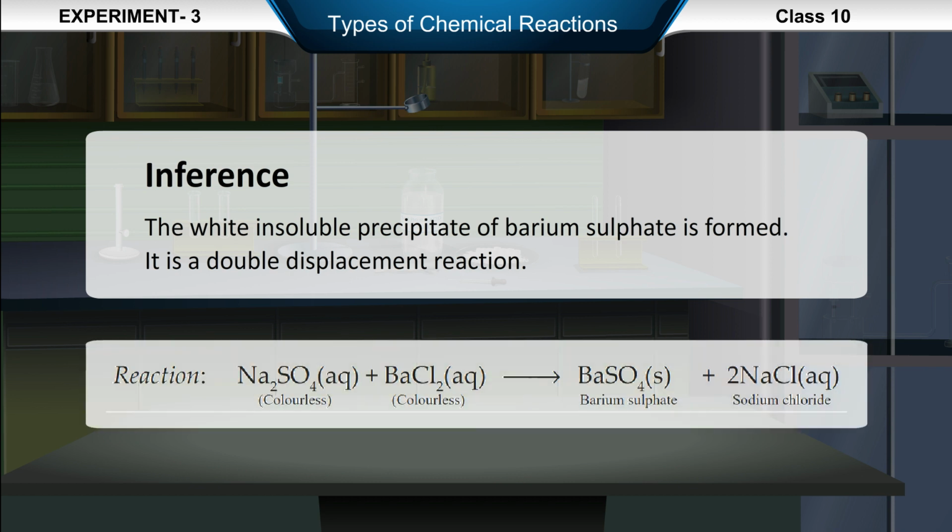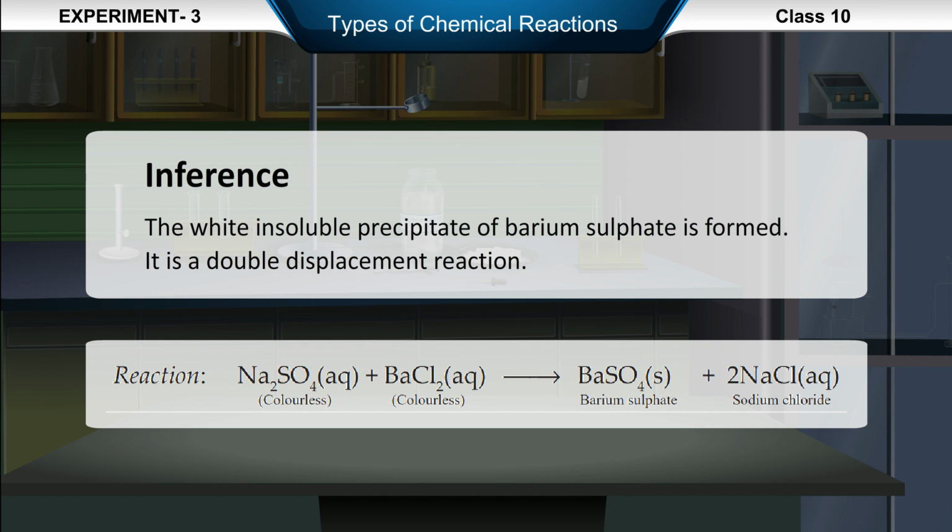Reaction. Na2SO4 in aqueous state, colorless, plus BaCl2 in aqueous state, colorless, results in BaSO4 in solid state, barium sulfate, white PPT, plus 2 NaCl in aqueous state, sodium chloride.